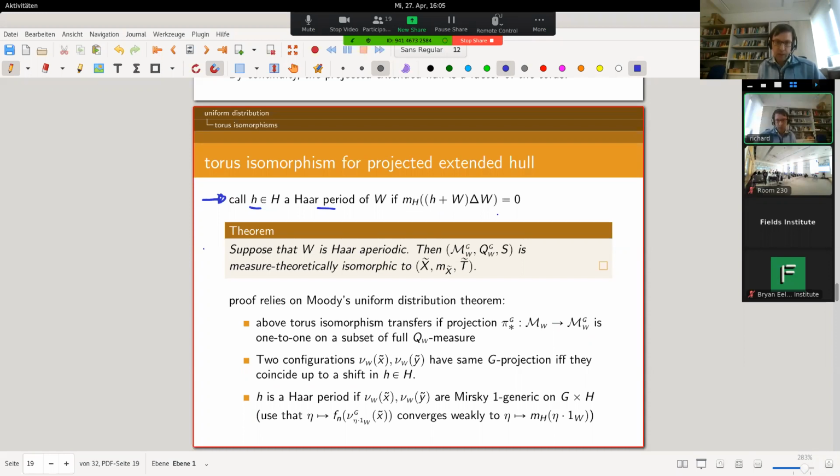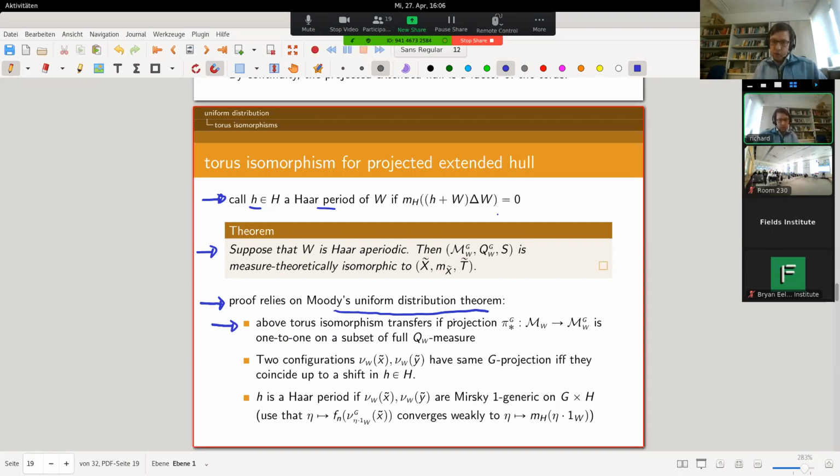And now the theorem is, if W is H-aperiodic, then you have an isomorphism of the projected extended hull to the torus. So in order to prove this, we use, again, Mudis' uniform distribution theorem. But now we use the characterization of Mirsky genericity on G times H, actually. So what's the way we go?